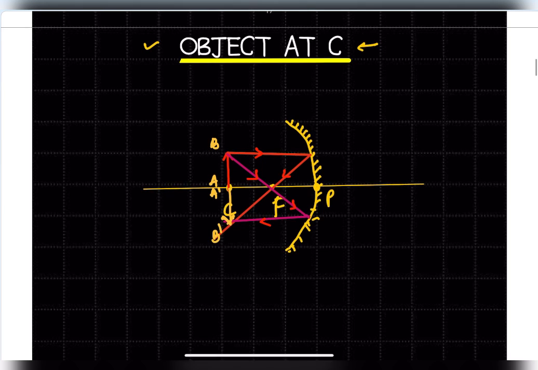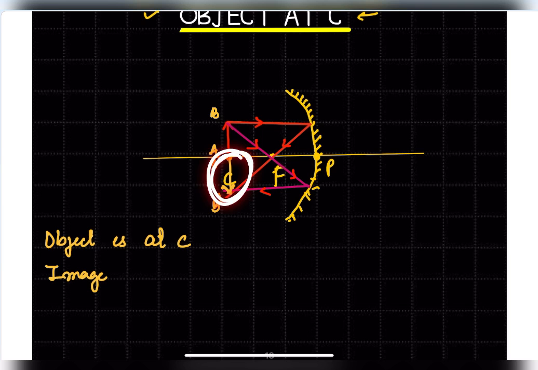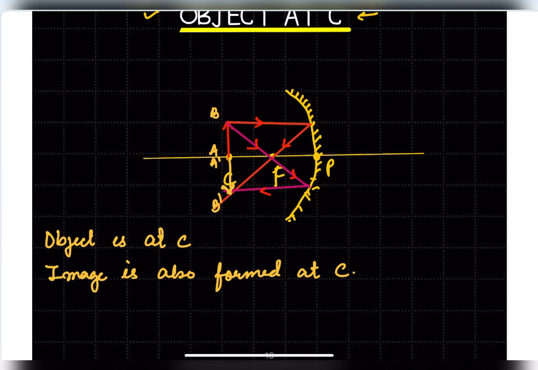Okay, now object is at C. Now you can see where is the object? Object is at C. Image, where is the image form? Image is also at C. Can you see here? Image is also at C. So I can write down image is also formed at C. What is C? Center of curvature. So let me write down center of curvature. Is the first point clear to you?